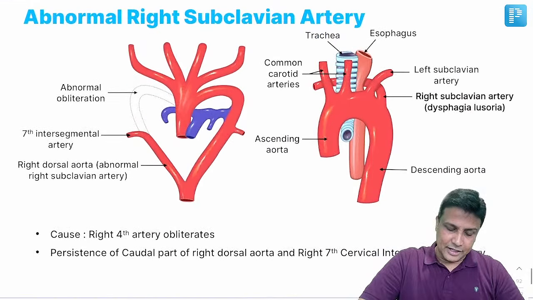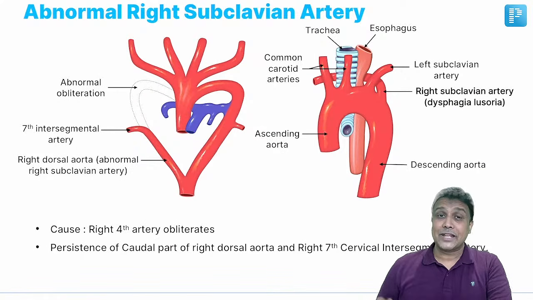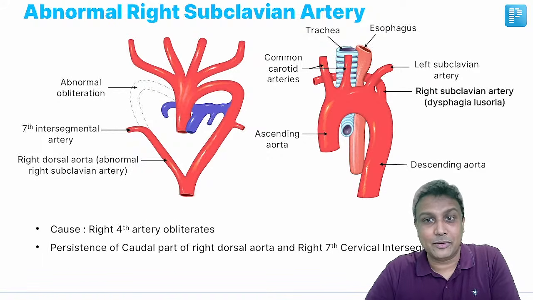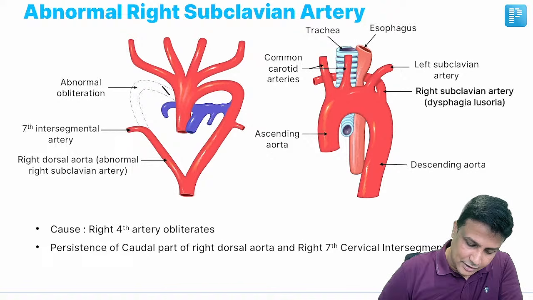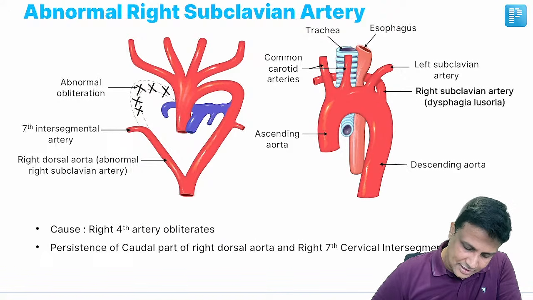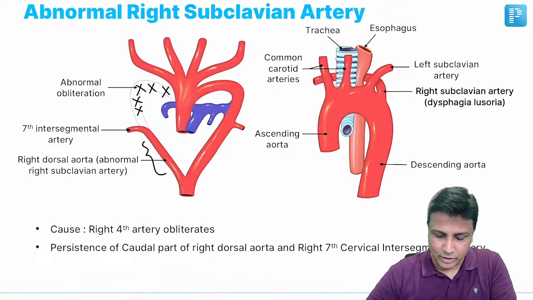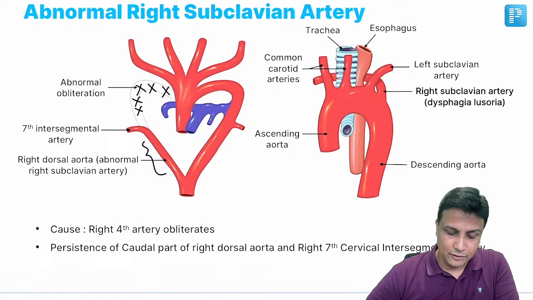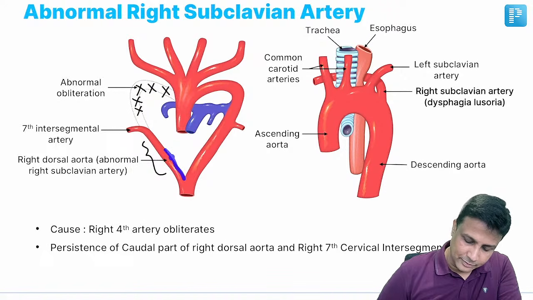Now, what is this condition, the abnormal right subclavian artery? I just told you that the right subclavian artery will be derived from the right fourth arch artery. Now, for example, if the right fourth arch artery is obliterated and this caudal part here is persisting, then what is going to happen? Instead of the right subclavian artery forming from here, abnormally the right subclavian artery will be forming from here.